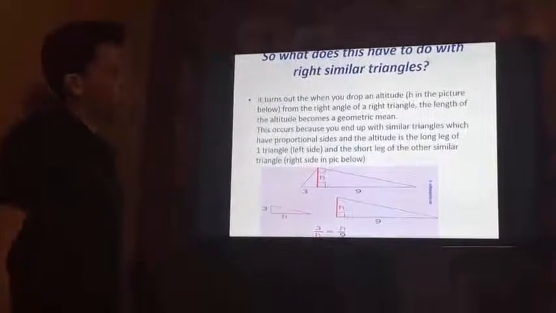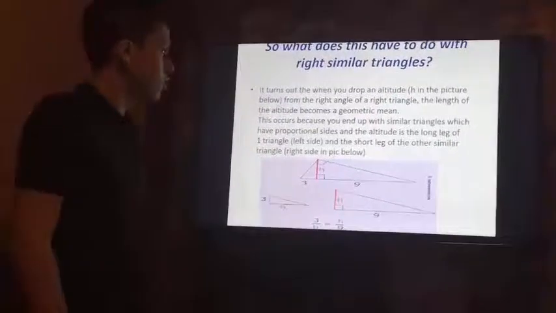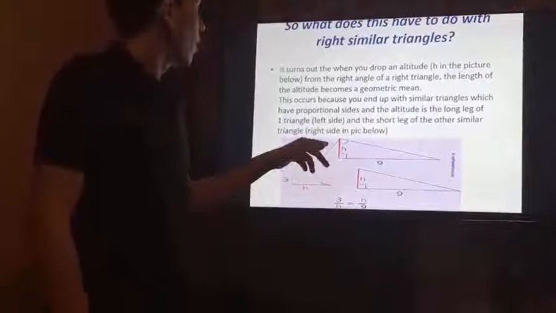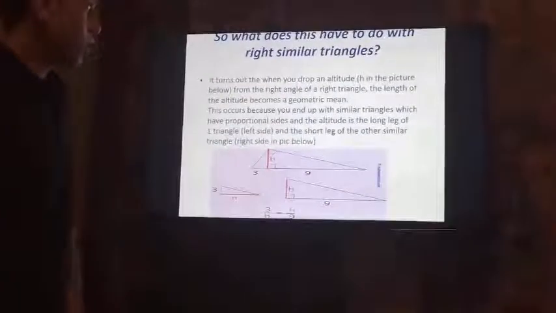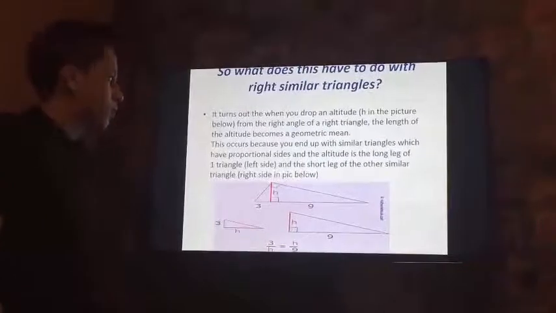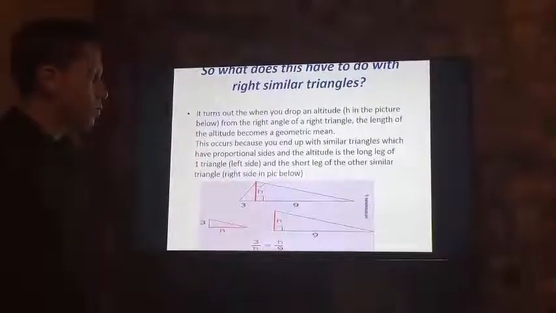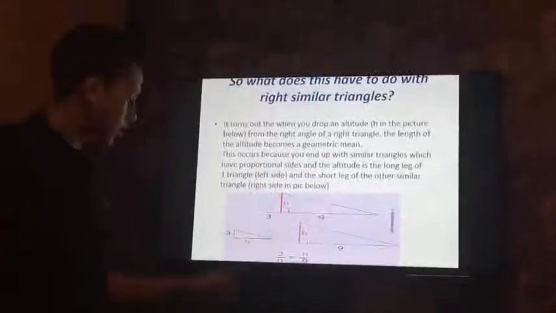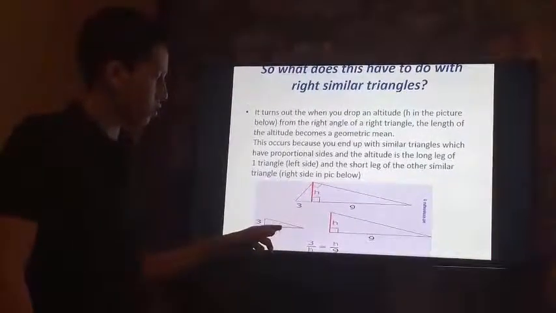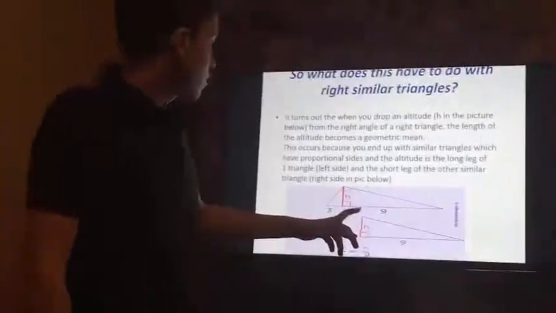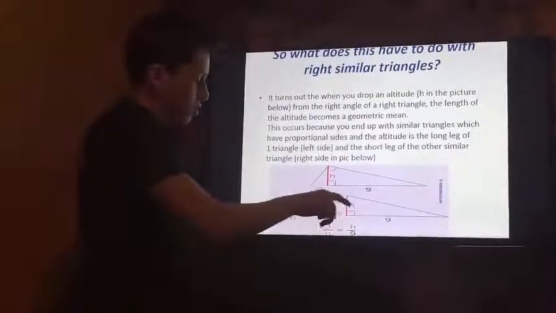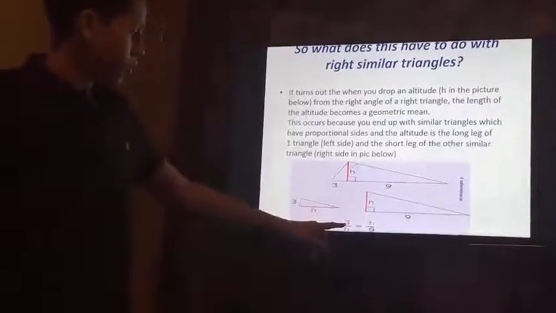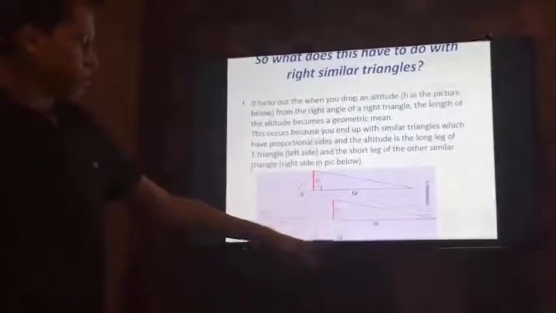So what does this have to do with right similar triangles? It turns out when you drop an altitude, the h in the picture below, from the right angle of a right triangle, the length of the altitude becomes a geometric mean. This occurs because you end up with similar triangles which have proportional sides, and the altitude is the long leg of one triangle, here the long leg of the small triangle, and the short leg of the other similar triangle. So these two triangles are similar, and solving these questions is 3 divided by h equals h divided by 9.